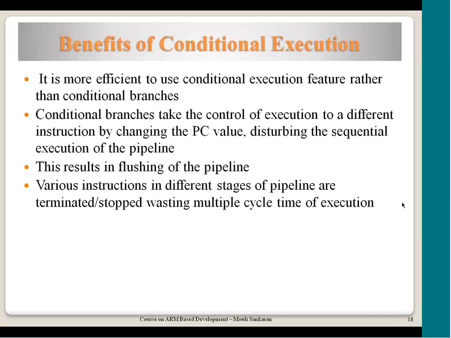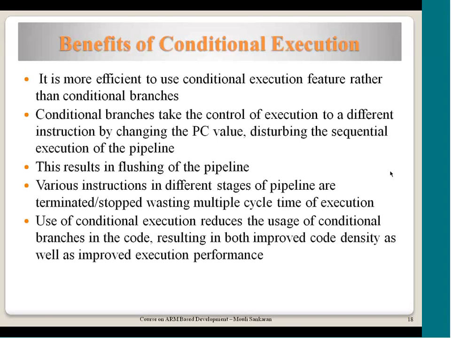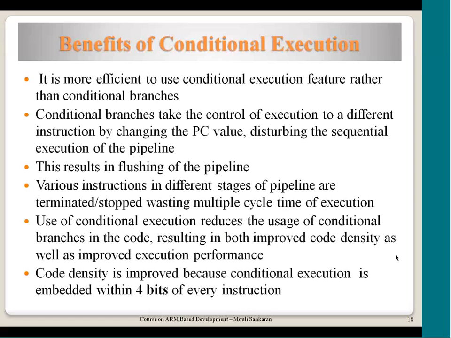Okay, so whenever that particular branch condition is true, then those two instructions which are in the pipeline need to be flushed, and the new instruction has to be fetched, which will involve more time. And I told you how having conditional execution improves the performance, because there is no flushing of the pipeline, and the code density is better because this particular condition is encoded within the 4 bits of the instruction itself.